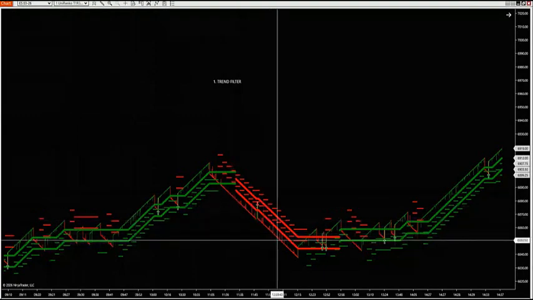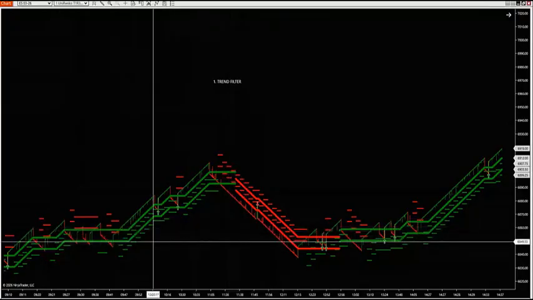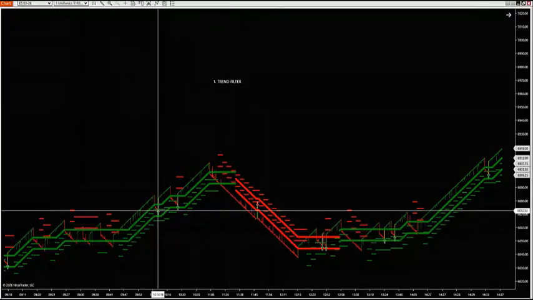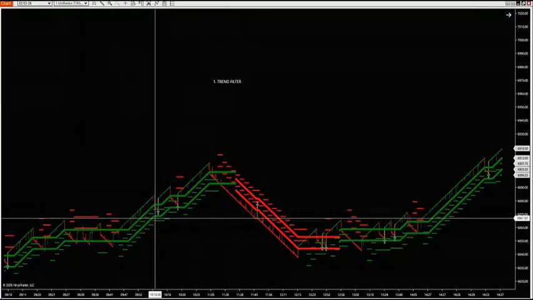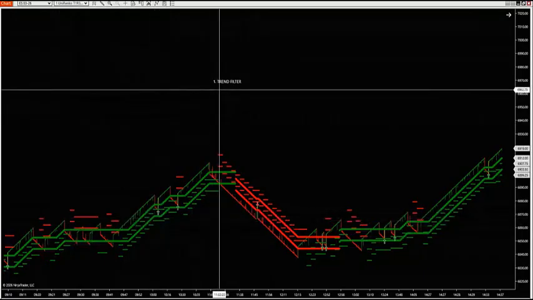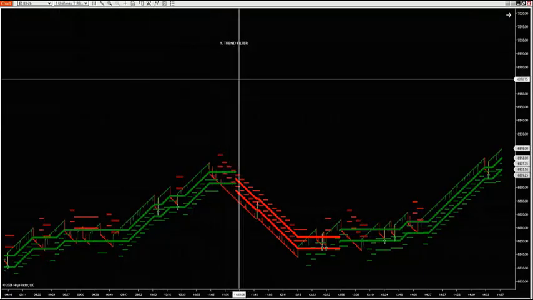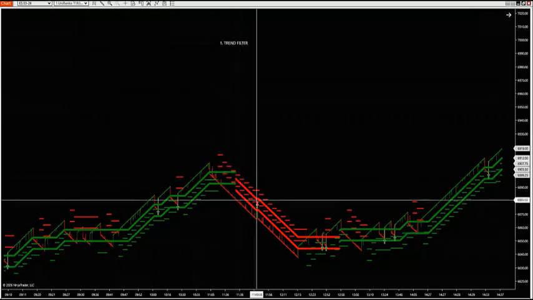What we do want to do is look for retracements into these zones, which I'll go over, with the overall trend of the market. So that's number one we have to get right, and that's what this trend filter allows us to do.